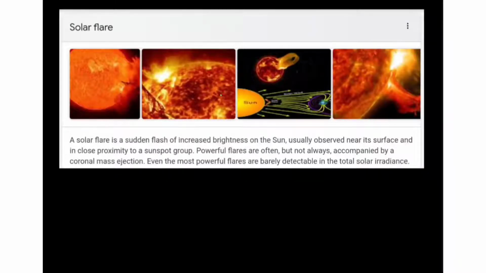This is the picture of a solar flare. A solar flare is a sudden explosion taking place on the sun's surface due to magnetic effects, and it is equivalent to billions of hydrogen bomb explosions, and sometimes it is accompanied by a coronal mass ejection. And this is the picture of our flare, and for more details, let's start our video.